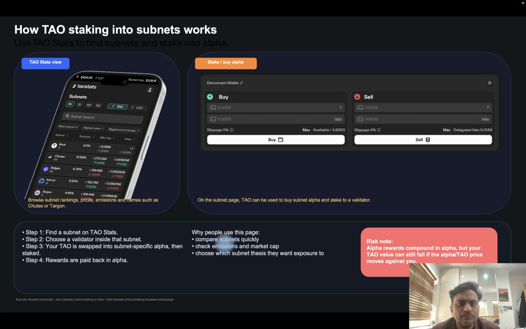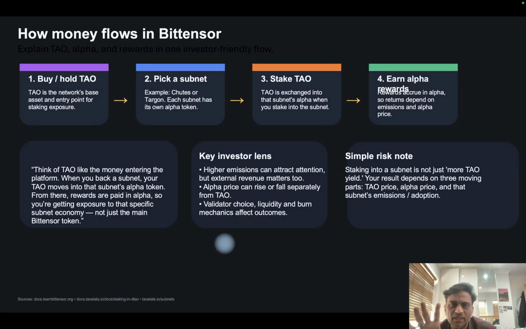What I also wanted to do is give you a quick idea about how money flows in Bittensor, right? First things first, if somebody wants to buy any of the subnet tokens, first you have to buy or hold TAO, right? And then you pick a subnet you want. You stake your TAO, and the way it works is that you stake it and it converts into alpha tokens.